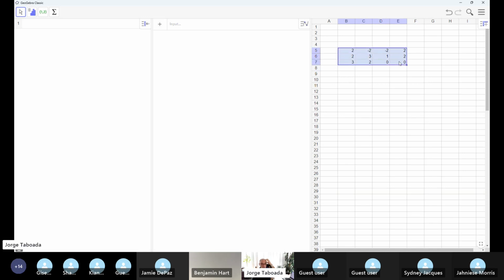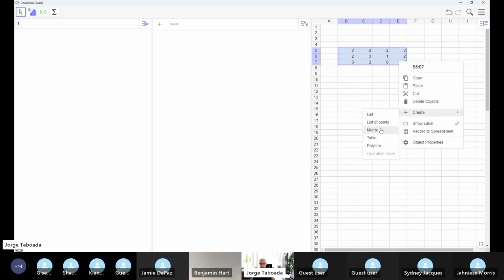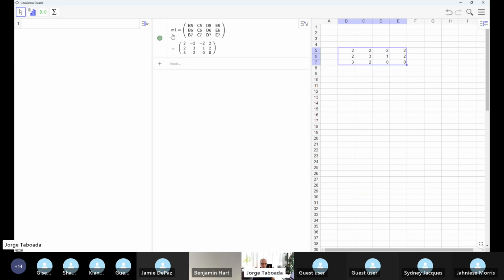Now I select the array of numbers and create a matrix. Remember, in the mouse, right click, you open the pop-up menu. There are many possibilities: copy, paste, cut, delete. But in this case, I create matrix. This is the matrix N1. I don't want to rename N1. After, in the cell, I put the reduced row echelon of the matrix N1. Press enter to confirm the command. Boom! I get this answer.